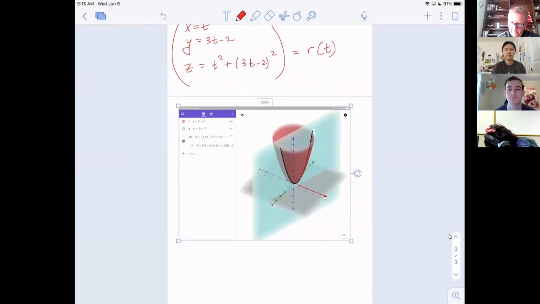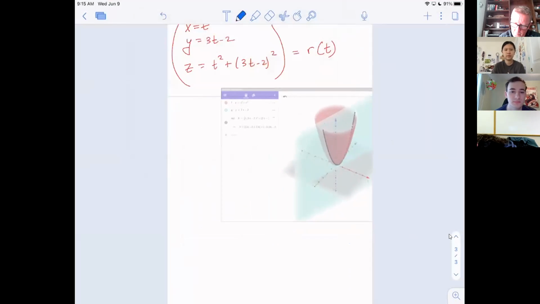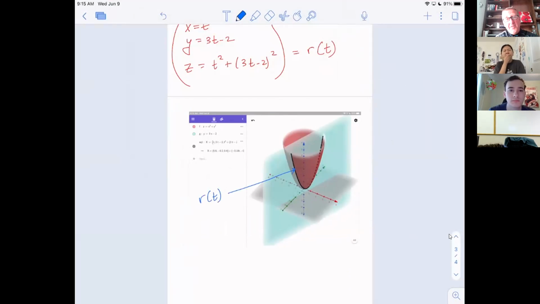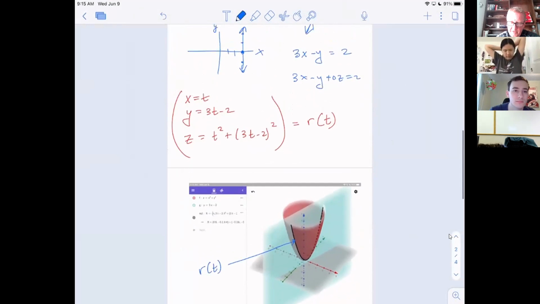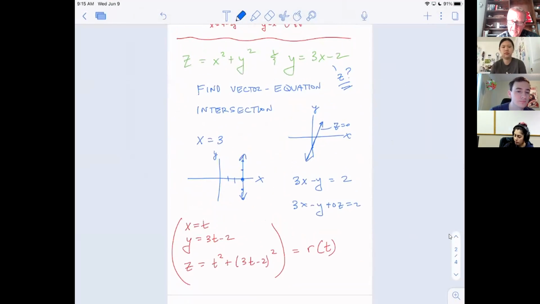So that graph, I'll add this to the note. That graph is actually our r of t. That's our parametrically defined or vector valued function that is nothing more than just the intersection of these two surfaces that are in 3D.